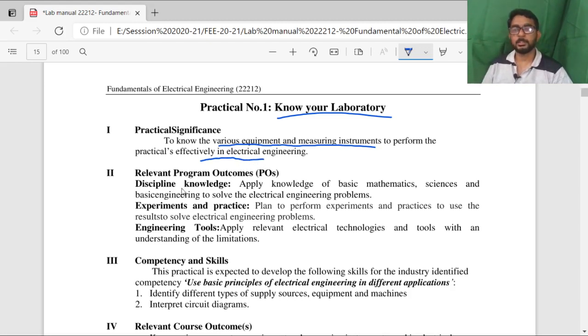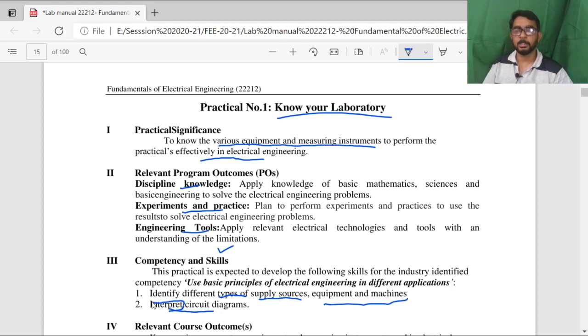Relevant POs: discipline knowledge, experiments and practice, and engineering tools that we had seen in the earlier part. Then competency and skill. After completing this practical, what will the student do? He will identify different types of supply and sources, equipments and machines. He will be able to interpret the circuit diagram.